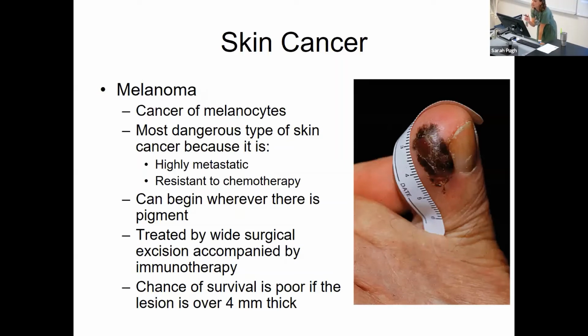The last form of skin cancer is called melanoma. Melanoma is cancer of the melanocytes. That's how it gets its name. This is the most dangerous form of skin cancer because it metastasizes very quickly. So it spreads really quickly. And it is resistant to chemotherapy.